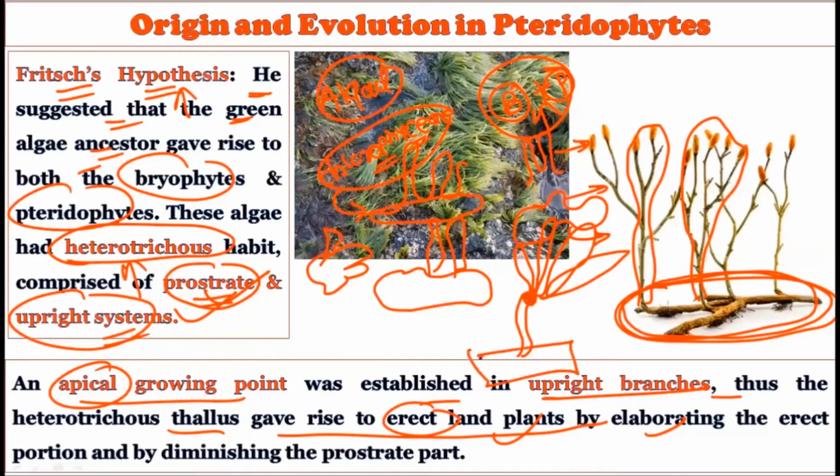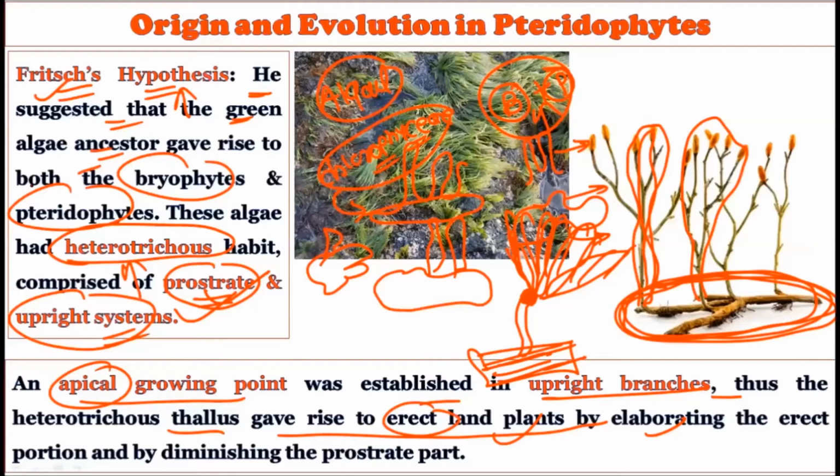Okay, so the prostrate part has diminished over a period of time, and this growing point has given rise to the aerial structures like this. But still, in the fossilized plant like Rhynia, we find the prostrate as well as the erect habit, which suggests that the Fritsch hypothesis has some weightage, because these morphological characteristics strongly match the chlorophyte habit, which shows the prostrate as well as the erect habit.